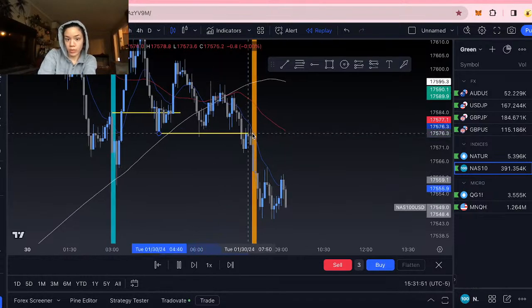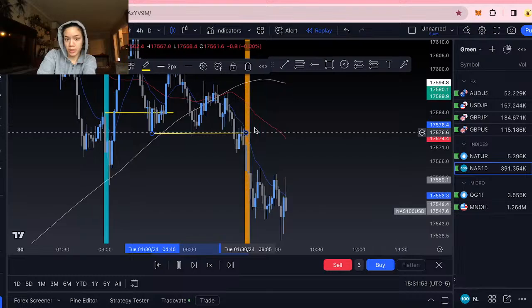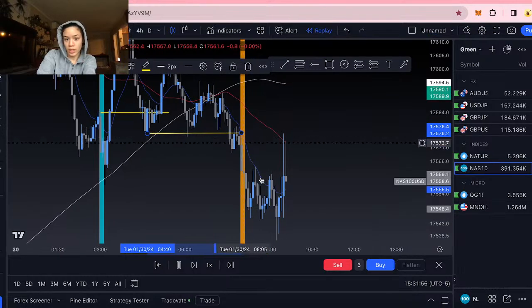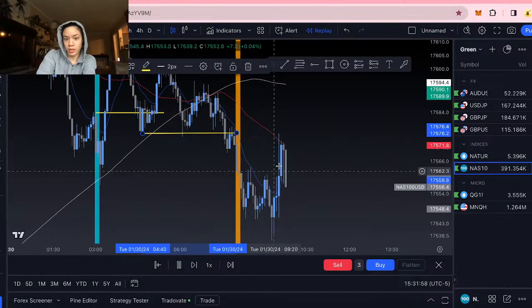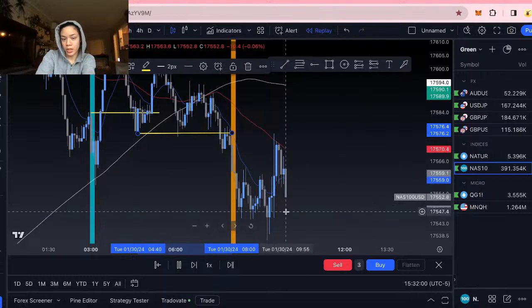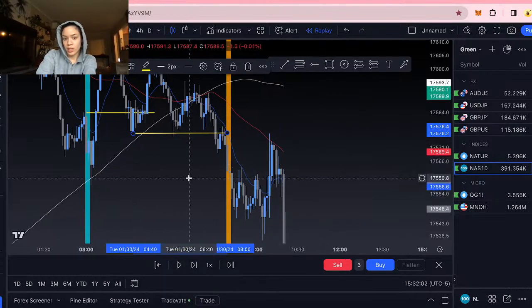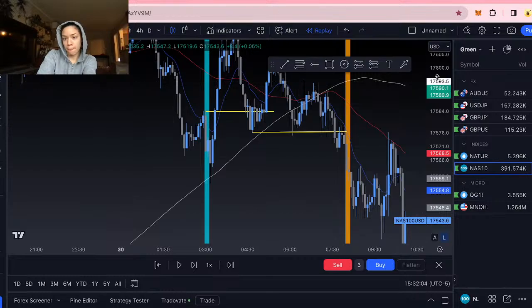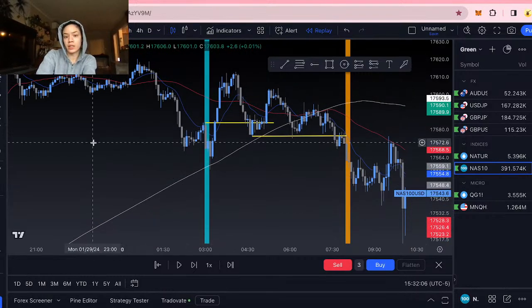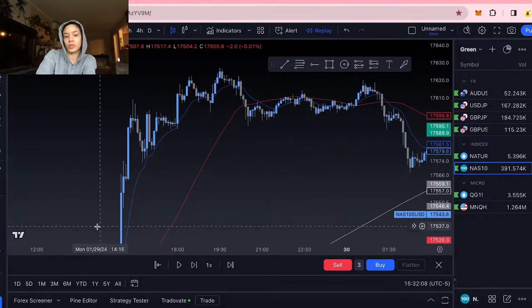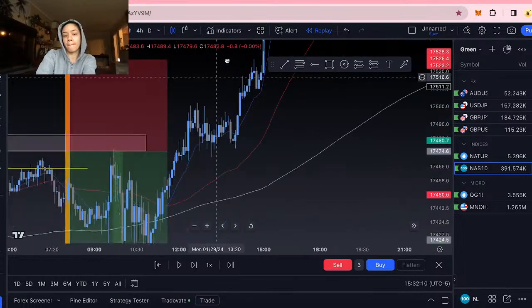Honestly, you could have got in right there before this 8 o'clock candle. And that would have been your 1-to-1 from here to there. Came back and then tanked some more. But it's not really a good quality trade to me. It's not pretty much respecting my setup. So that's why I just left it alone.